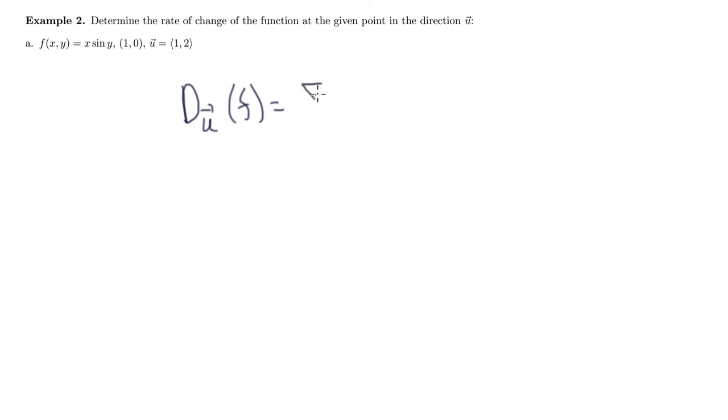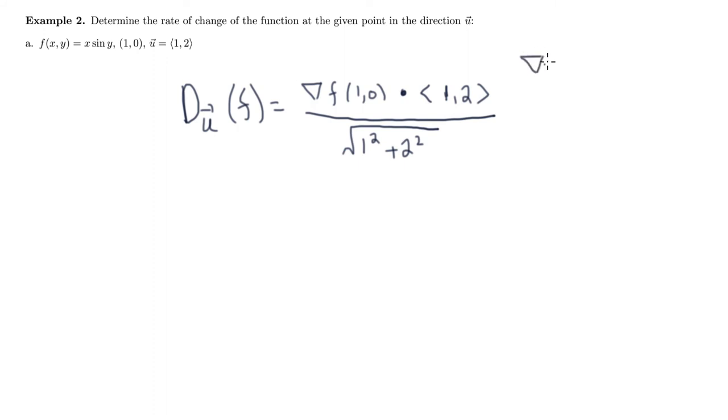So that's just going to be the gradient of f evaluated at (1, 0). And then we do the dot product with the vector u, which let's just write what that is, (1, 2). And then we want to divide by the length of our vector u, which is the square root of 1 squared plus 2 squared. So again, this is just the gradient projected onto the u direction. And that's what we get.